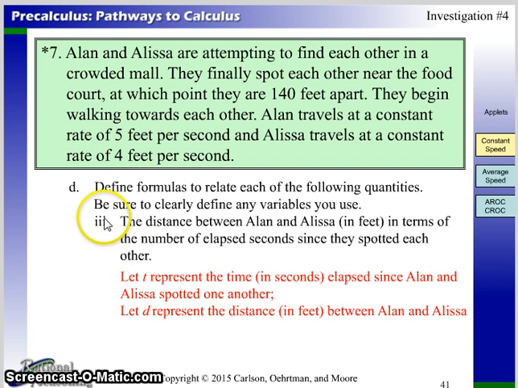Okay, now if you read part 3 carefully, now we're going to what I had noticed as maybe the first question. The distance between Alan and Alissa is changing as they walk toward each other. So we're going to write a formula for the distance between Alan and Alissa in feet in terms of the number of elapsed seconds since they spotted each other. So we have the same variable t. They spot each other when t equals 0. And now d is the distance between Alan and Alissa. And we know that when t is 0, d is 140. That comes from the problem.